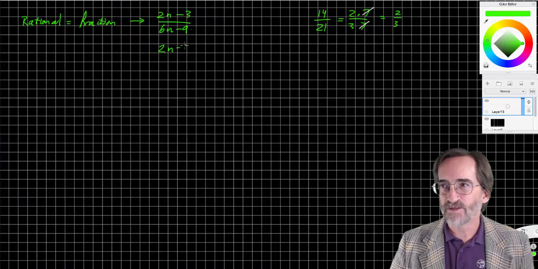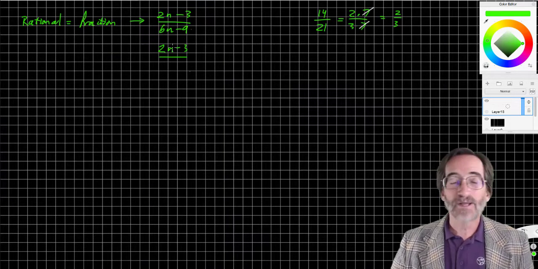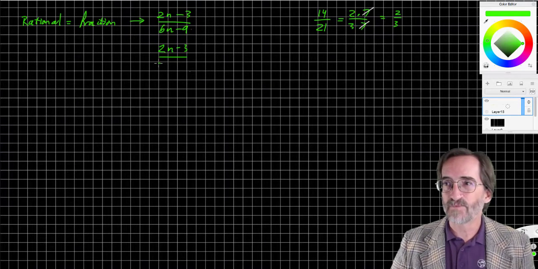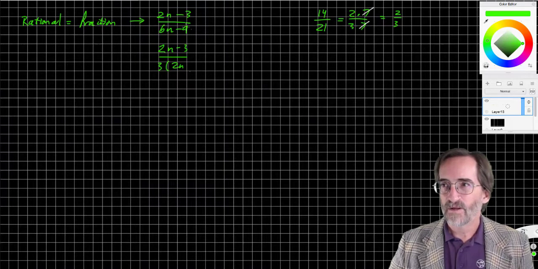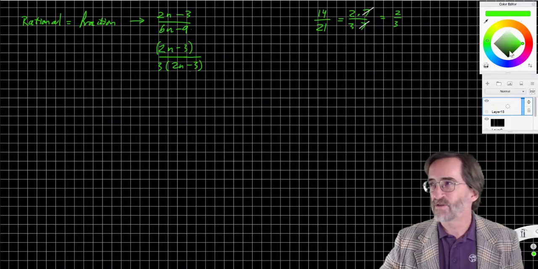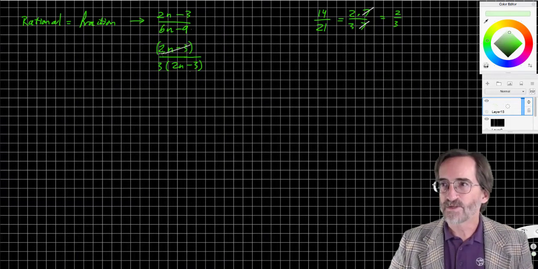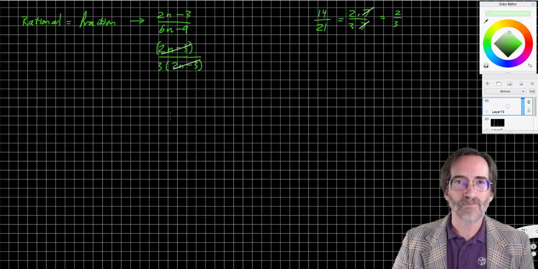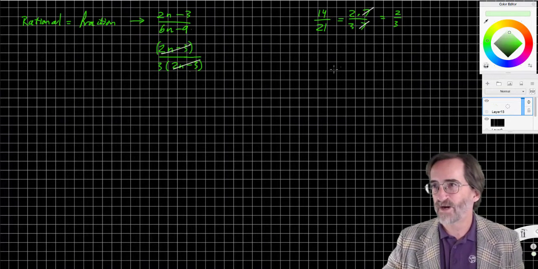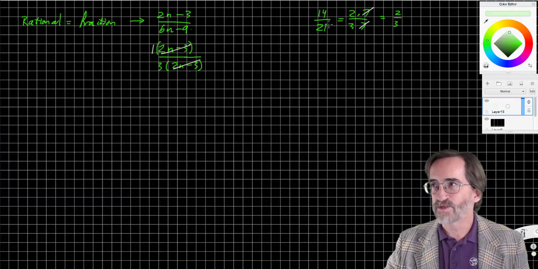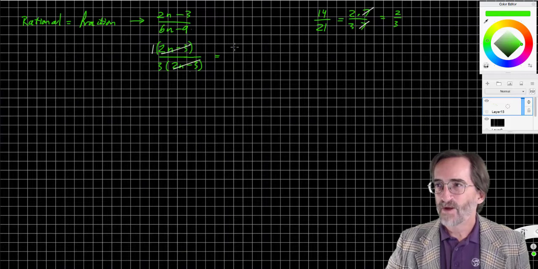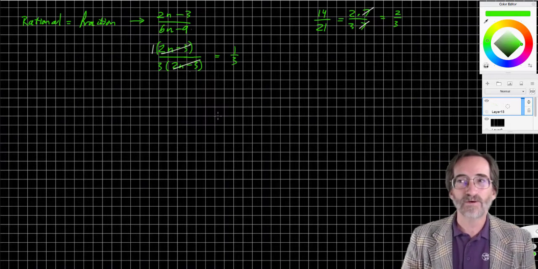So 2n minus 3 doesn't factor. But 6n minus 9 factors. There's a 3 that goes into both. Okay? And then 6 divided by 3 is 2n, 9 divided by 3 is 3, 2n minus 3. And now notice, if I put a parenthesis around the 2n minus 3, these share a factor. There's a 2n minus 3 on top and bottom. Now when we cancel everything out, there's still a 1 left. We end up with 1/3. So this simplifies to 1/3.